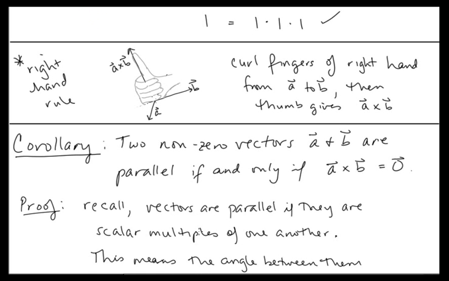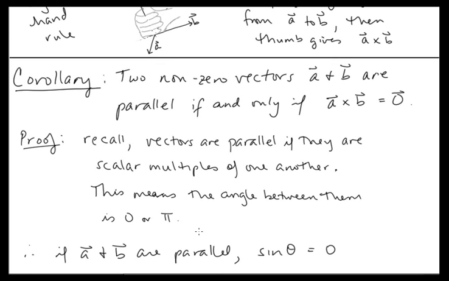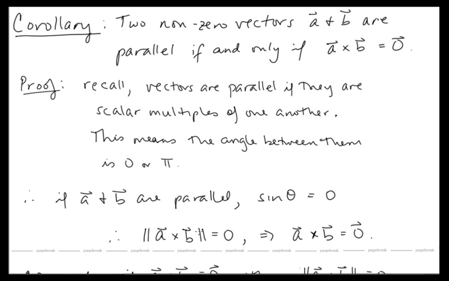Okay, now let's take a look at this corollary from the previous proof. Two non-zero vectors a and b are parallel if and only if their cross product is equal to the zero vector. Let's recall, vectors are parallel if they are scalar multiples of one another. If we have vectors that are scalar multiples of one another, that means they're either going in the same direction or opposite direction, and that means that the angle between them is either 0 or pi.